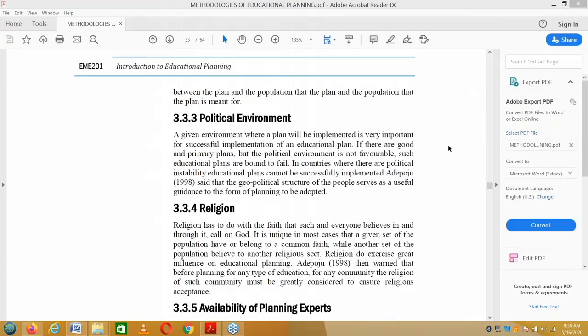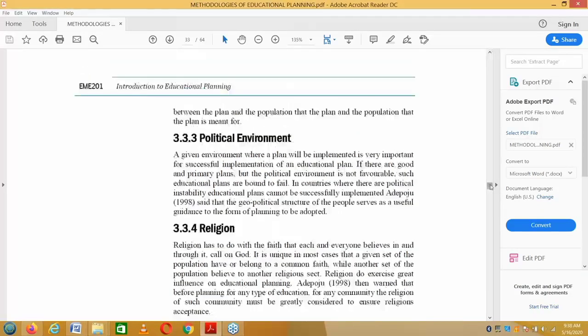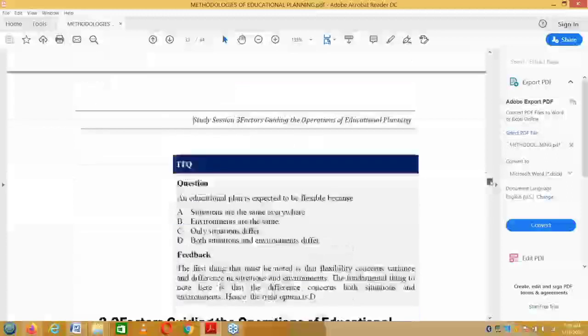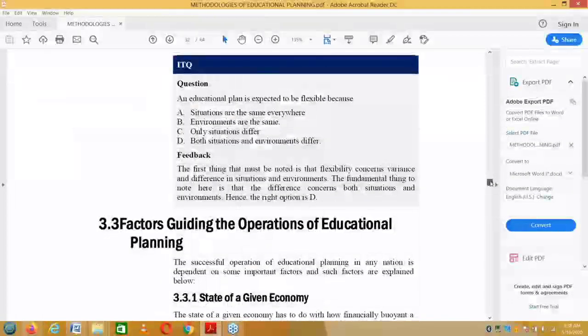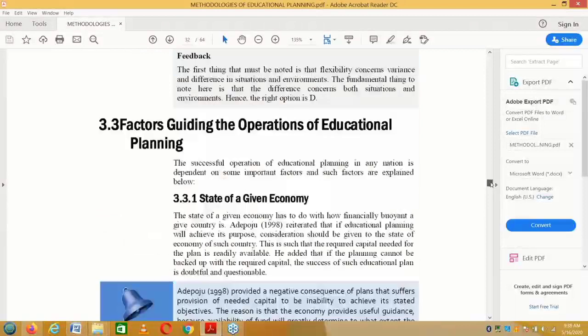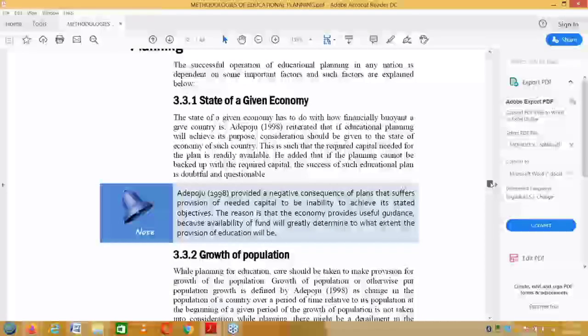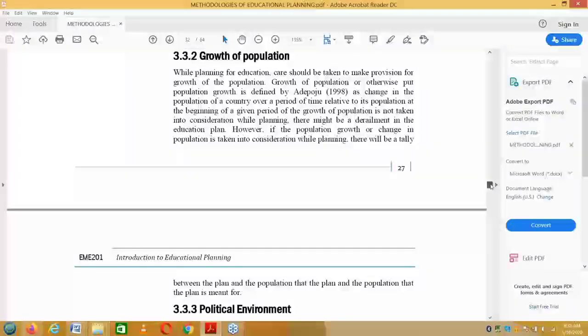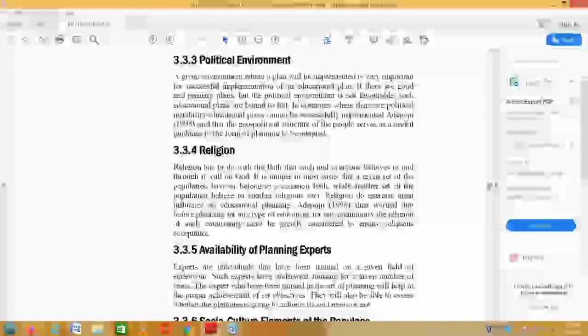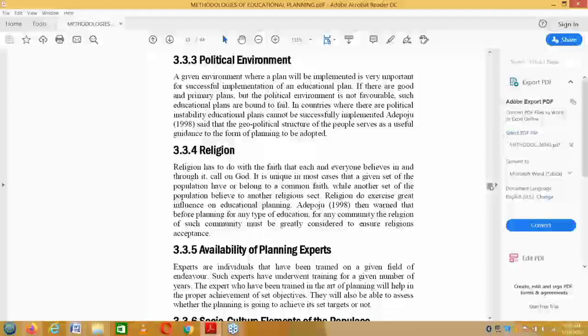Sorry for the break in transmission, in the connection. I've talked about the factors guiding the operations of an educational plan. Two more minutes, yes, I know. I just want to preview it. Let them see and take it, and screenshot.